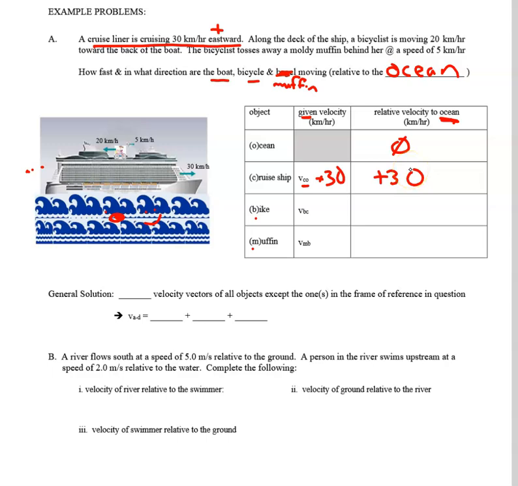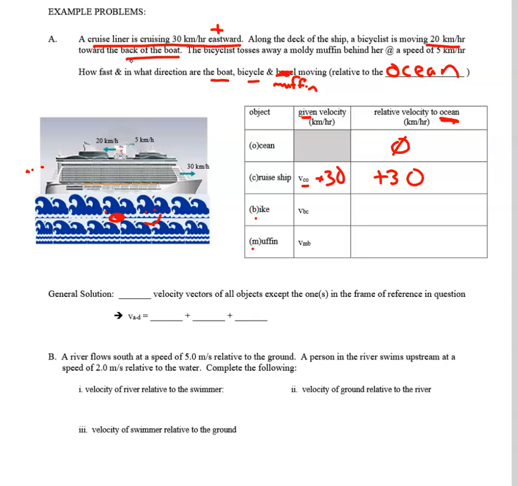Now we can talk about the bike. You're told that the bike is moving 20 kilometers per hour toward the back of the boat. Towards the back is the direction, but what's the frame of reference here? The implied frame of reference is that the 20 kilometers per hour is relative to the boat. In other words, if the bicyclist was just sitting there, we would say it's not moving. We mean relative to the boat.